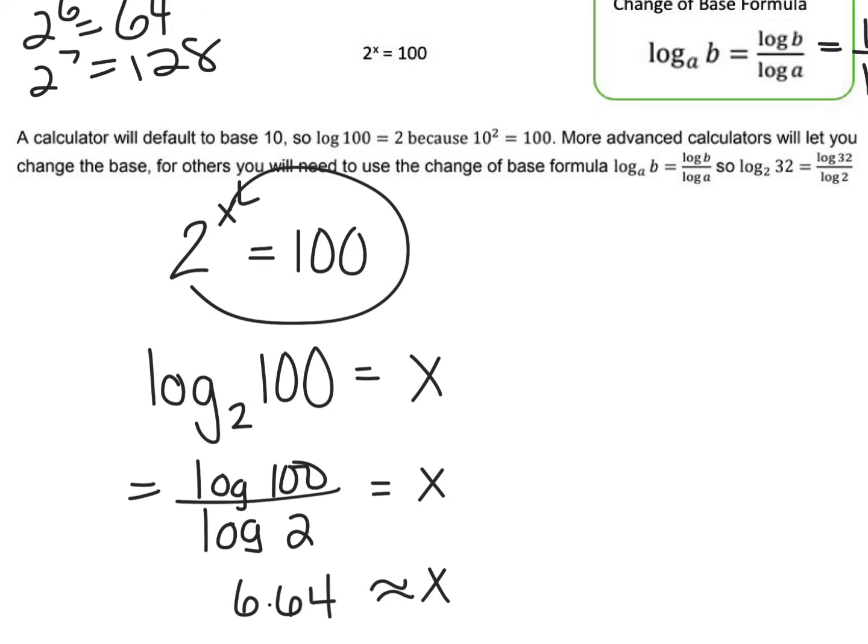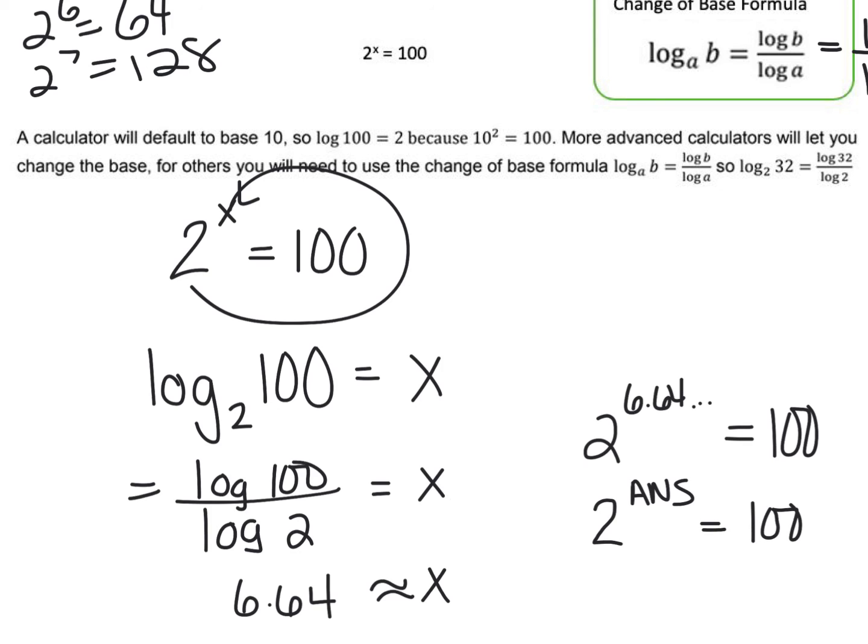The way to check it then is, remember, this means that 2 to the 6.64, whatever it is, is equal to 100. So one of the things I always like to do is quickly type 2 to the, and I just use the previous answer so it doesn't do any rounding, and I check to make sure: do I get 100 on my calculator? And I do, so I'm in good shape.